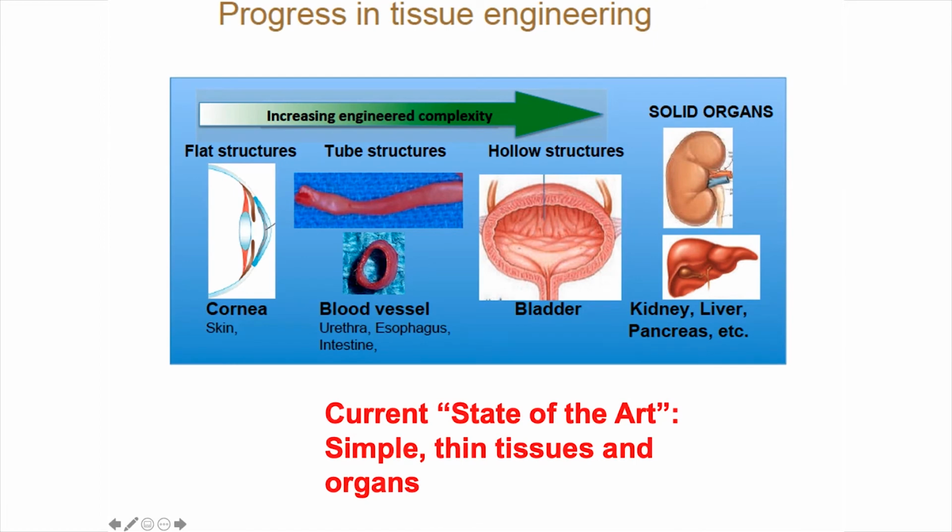So where are we in tissue engineering today? What is the state of the art? Well, if we consider the increasing engineered complexity of tissues, this is flat tissues. Skin would be here, cornea, through tube-like blood vessels to hollow structures like bladder, and then to solid organs. We're pretty much here. We're still at the flat tubular type structures. Although there have been engineered bladders, we're still many years away from solid organs.